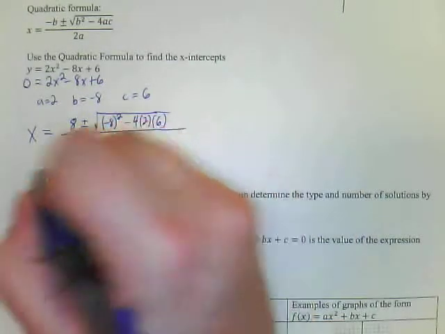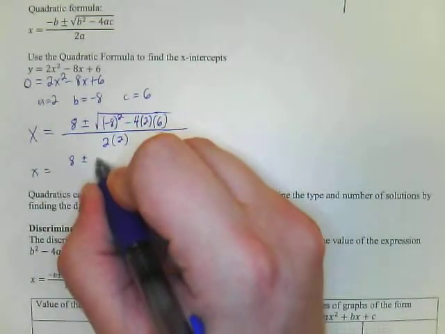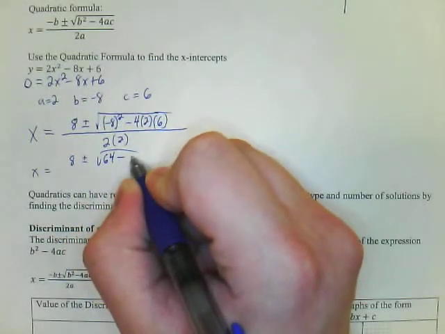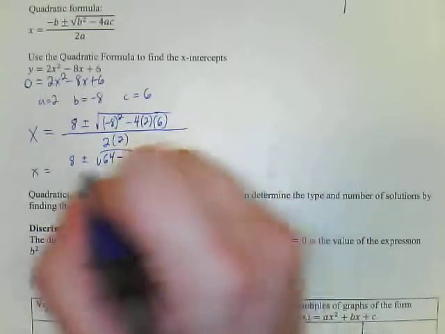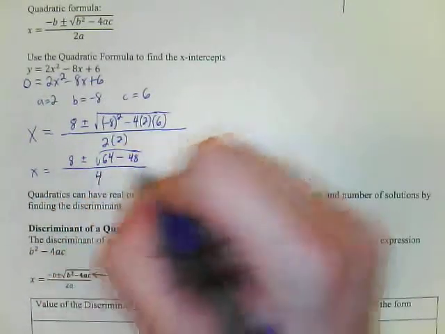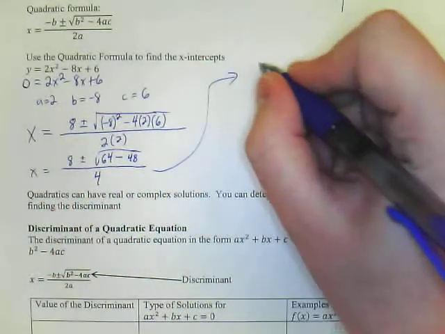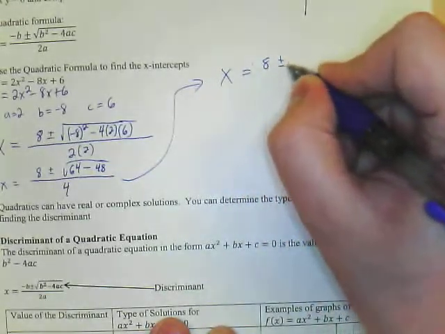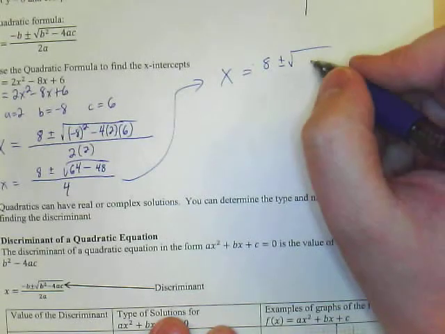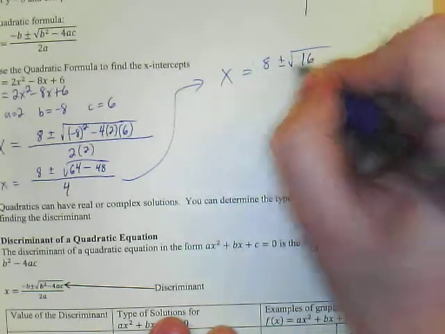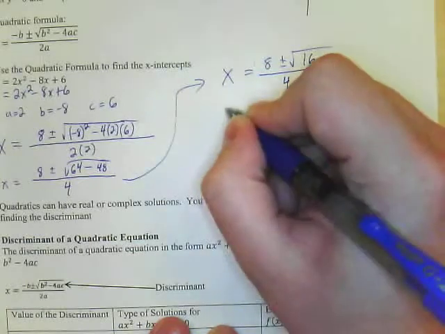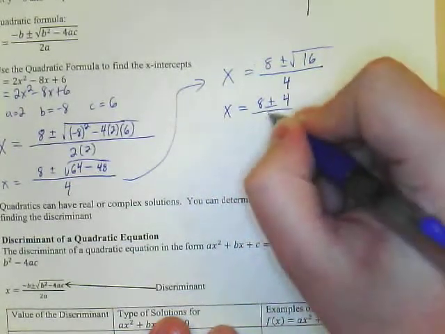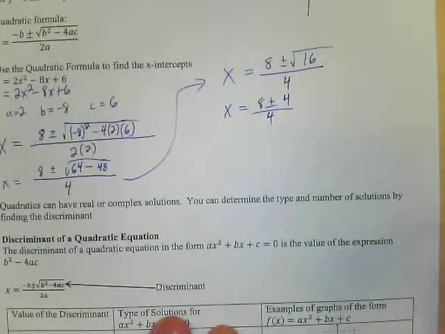Simplify this a bit further, and we're going to get, so that's 64 minus, then 4 times 2 times 6 is 48. All over 2 times 2 is 4. And now we get x equals 8 plus or minus the square root of, then 64 minus 48 is 16, over 4. Then we can take the square root of 16, we get 4. And now we've got the two answers right there.